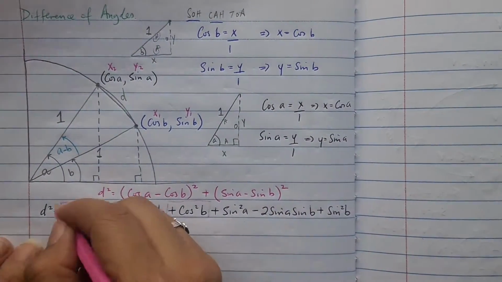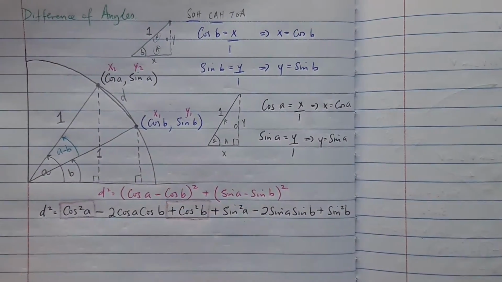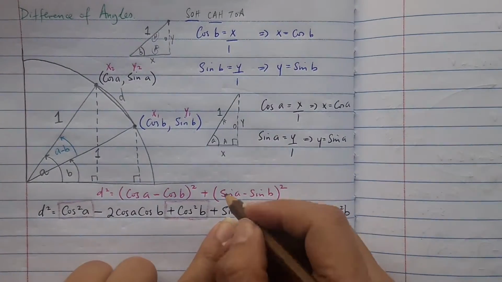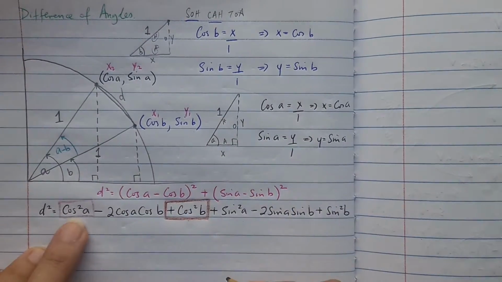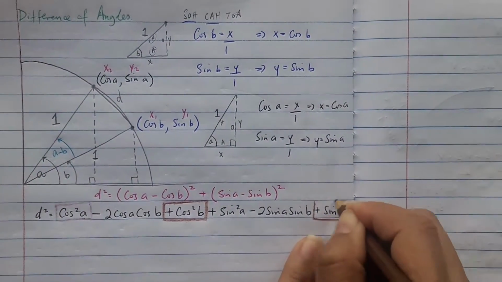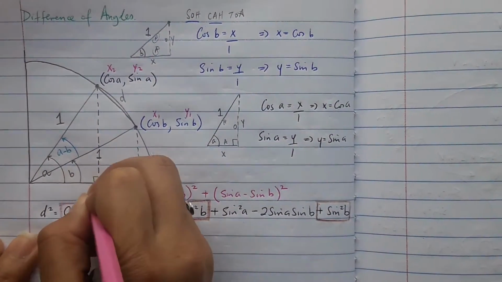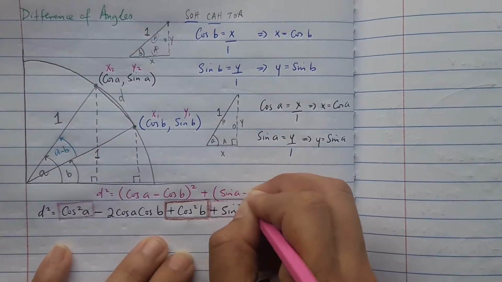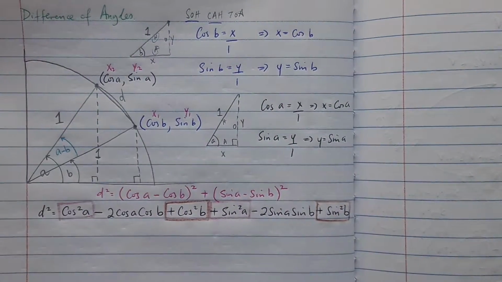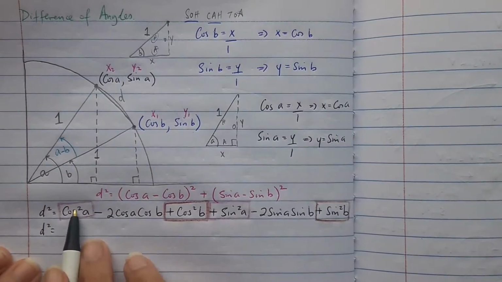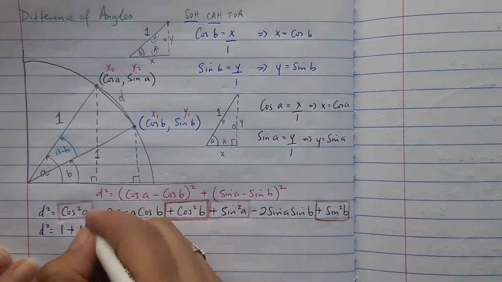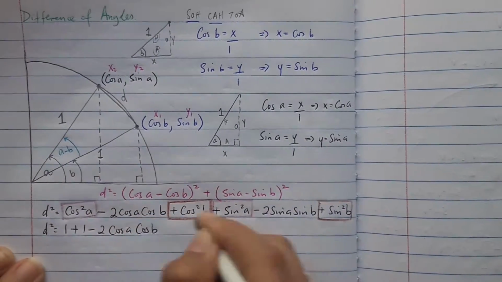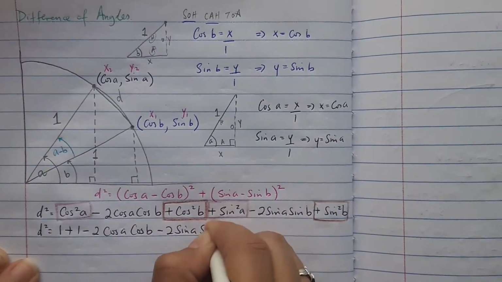And, oh, that's cosine B, that's a different color. I need to do that one in a different color. Alright, fixed it. So b's with b's, a's with a's, basically. Right, so there's a cosine squared B plus a sine squared B, that's going to be 1, and a cosine squared A and a sine squared A, that's also going to be 1. So I'm going to have d squared equals that 1 plus the other 1 minus whatever is left, 2 cosine A cosine B minus 2 sine A sine B.